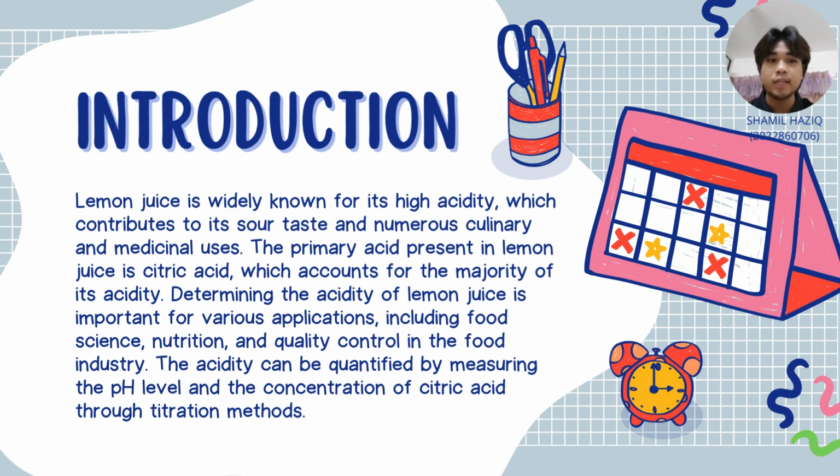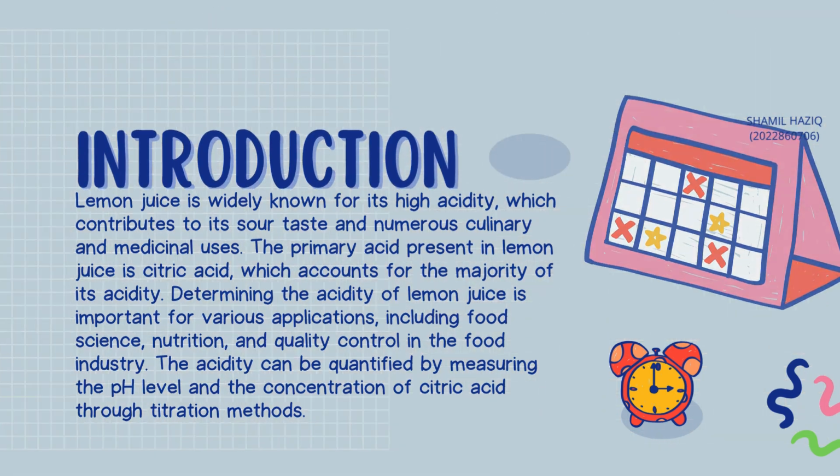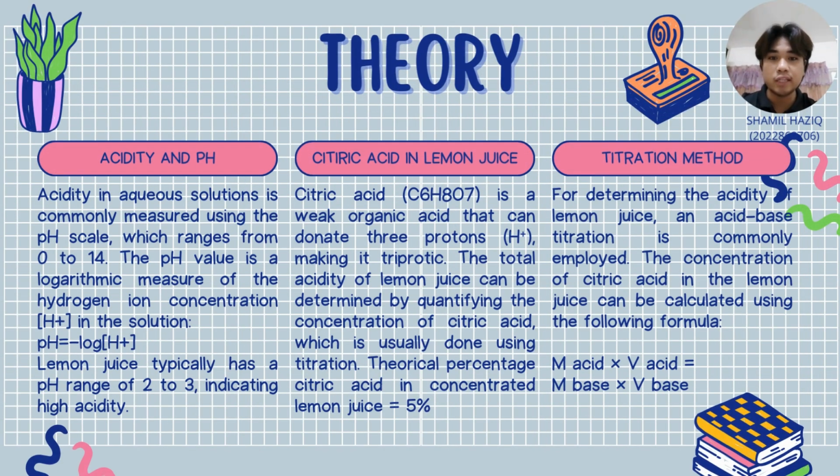Lemon juice is widely known for its high acidity, which contributes to its sour taste and numerous culinary and medical uses. The primary acid present in lemon juice is citric acid, which accounts for the majority of its acidity. Determining the acidity of lemon juice is important for various applications, including food science, nutrition, and quality control in the food industry. The acidity can be quantified by measuring the pH level and the concentration of citric acid through the titration method. And now, we are moving to the theory.